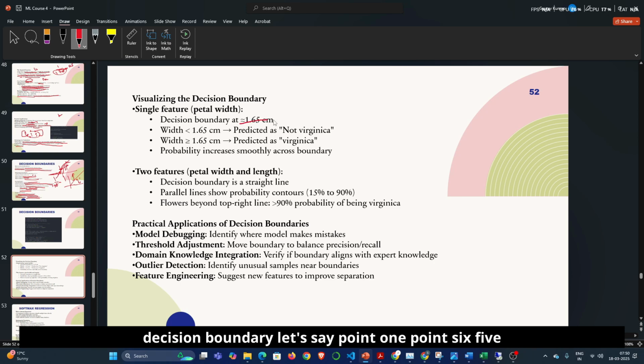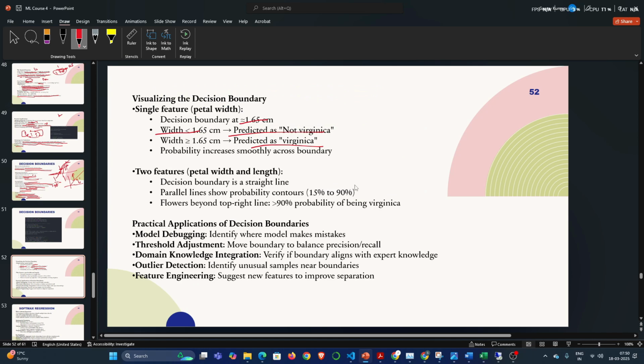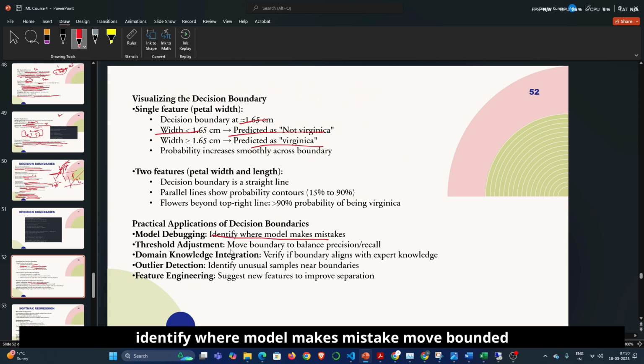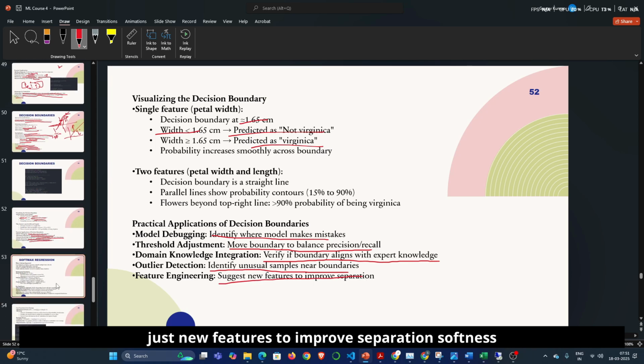With a decision boundary of, let's say, 1.65, when the width is less than this the prediction is non-virginica, otherwise virginica. That's how we did it in this code also. Boundaries help identify where the model makes mistakes, move the boundary to balance precision and recall, verify the boundary aligns with expert knowledge, identify unusual samples near the boundary, and suggest new features to improve separation.